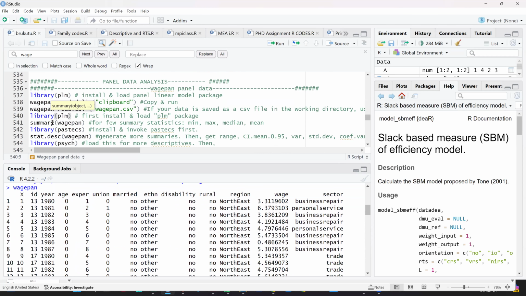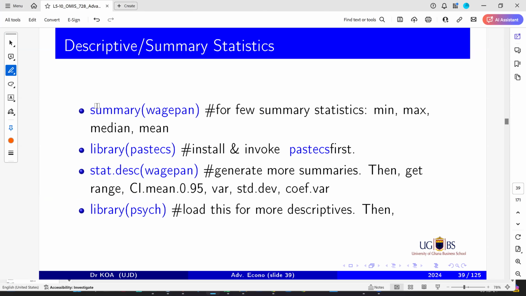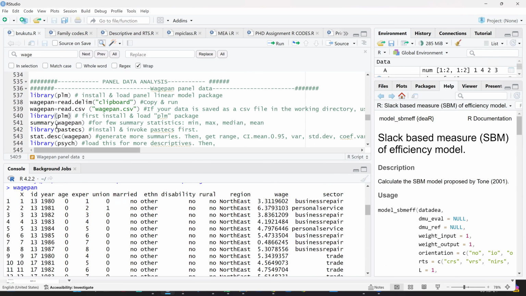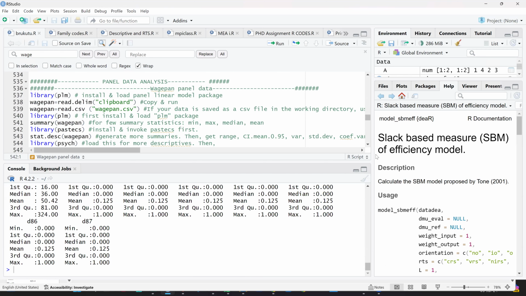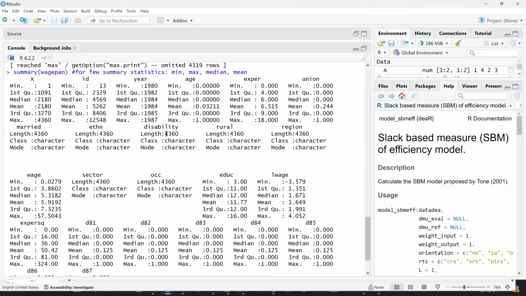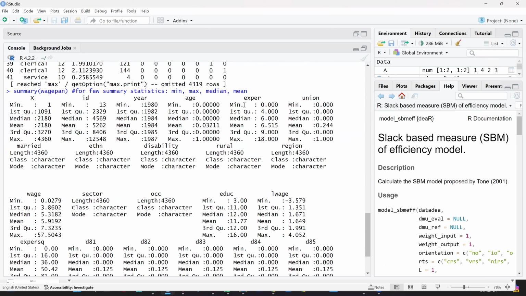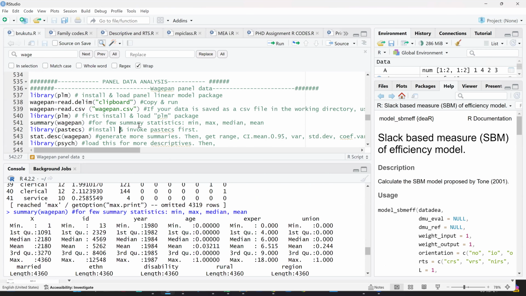Let's look at a bit of summary statistics about the data. So these are basic summaries. The first summary is this. So for example, my interest is on the wage here. You can see that we are able to get the mean wage, which is 5.91, but we are interested in the log of the wage. So the mean log of the wage is 1.65. So you're able to get a few statistics about the data. That's the first thing. But it doesn't give you a lot of statistics.